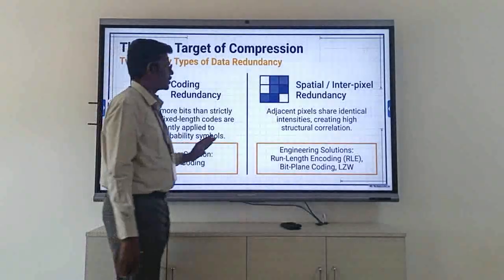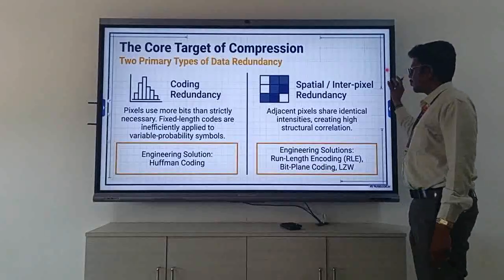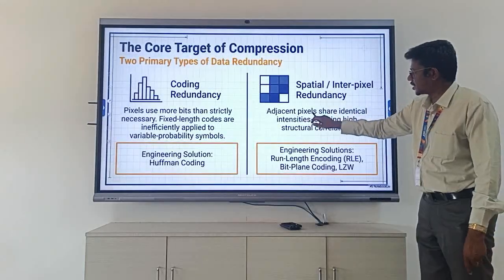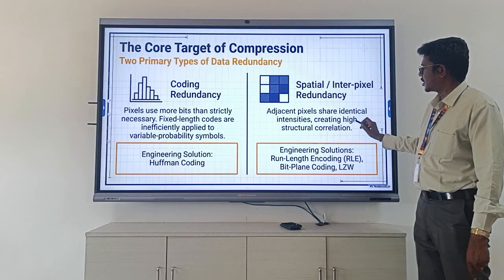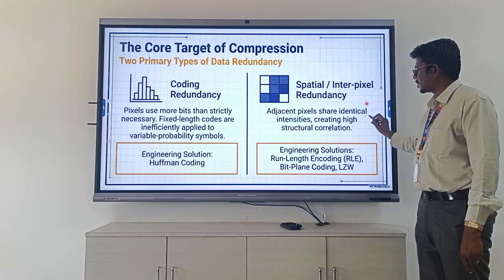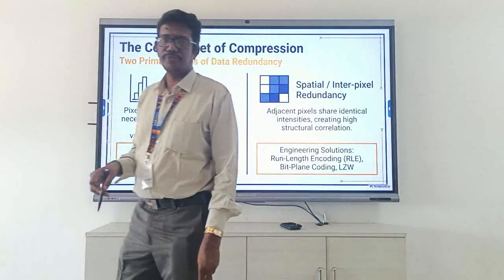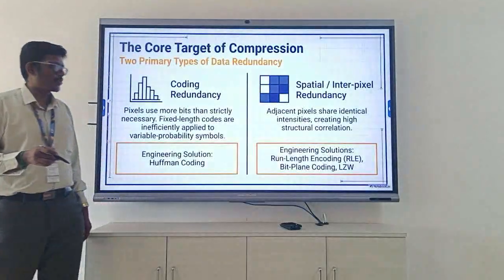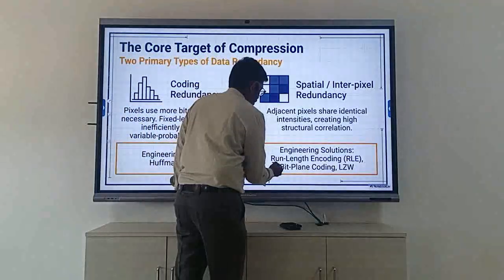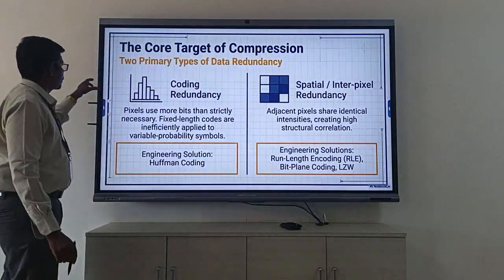Another method is spatial, or interpixel, redundancy. Here we have to find that adjacent pixels share identical intensity, creating high structural correlation. Whenever adjacent pixels have correlated pixel values, we have to identify it and represent it in a simple way. So these are the encoding techniques with respect to run length coding and bit plane coding.